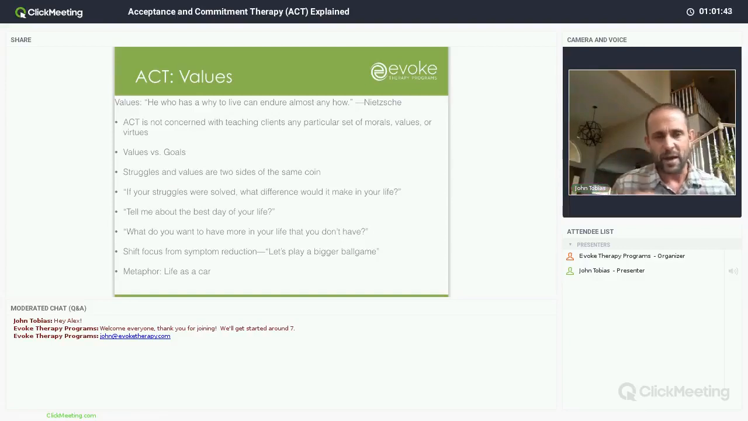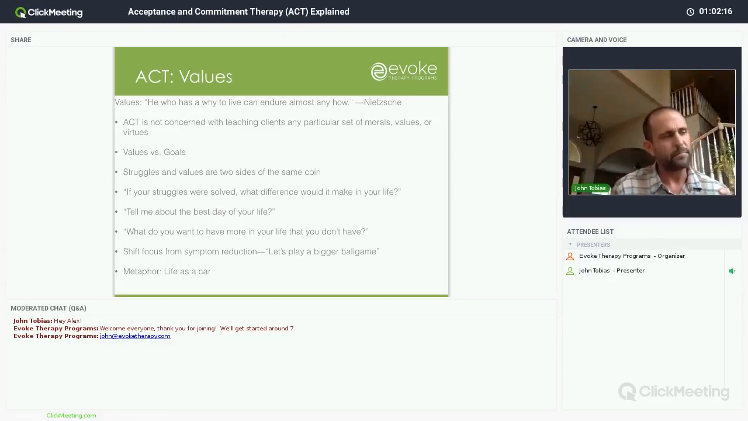I really emphasize the importance of their values being theirs, not necessarily mom and dad's, or not necessarily what they think I think they should do. They need to be freely chosen and freely identified. And oftentimes, there's going to be a significant overlap with mom and dad's. But if they're going to be meaningful and powerful, they have to be freely chosen by the client.